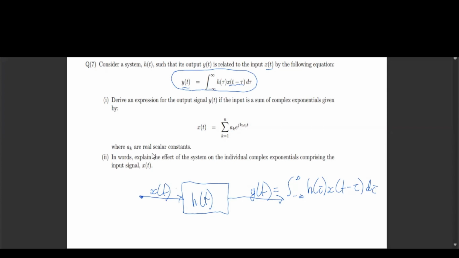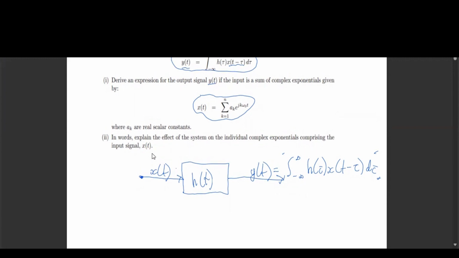So this is their object here. You have x at t coming in, being manipulated somehow by the system, and then you have y at t at the output. The equation representing how x at t changes is this equation here, right? So this is the first part. Derive an expression for the output y at t. Every input is a sum of complex exponentials given by, right? So they gave you what x at t was, and obviously they want what y at t is.